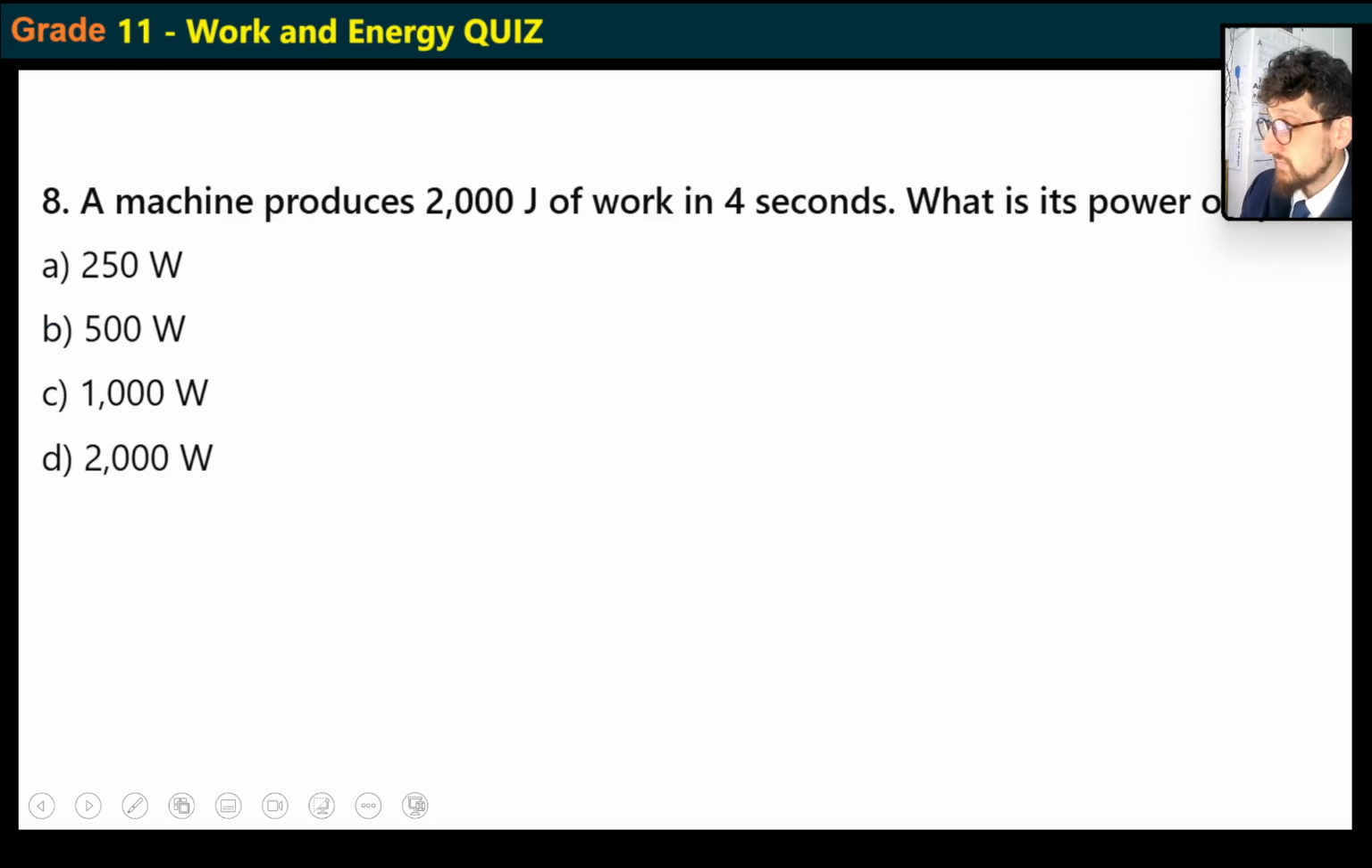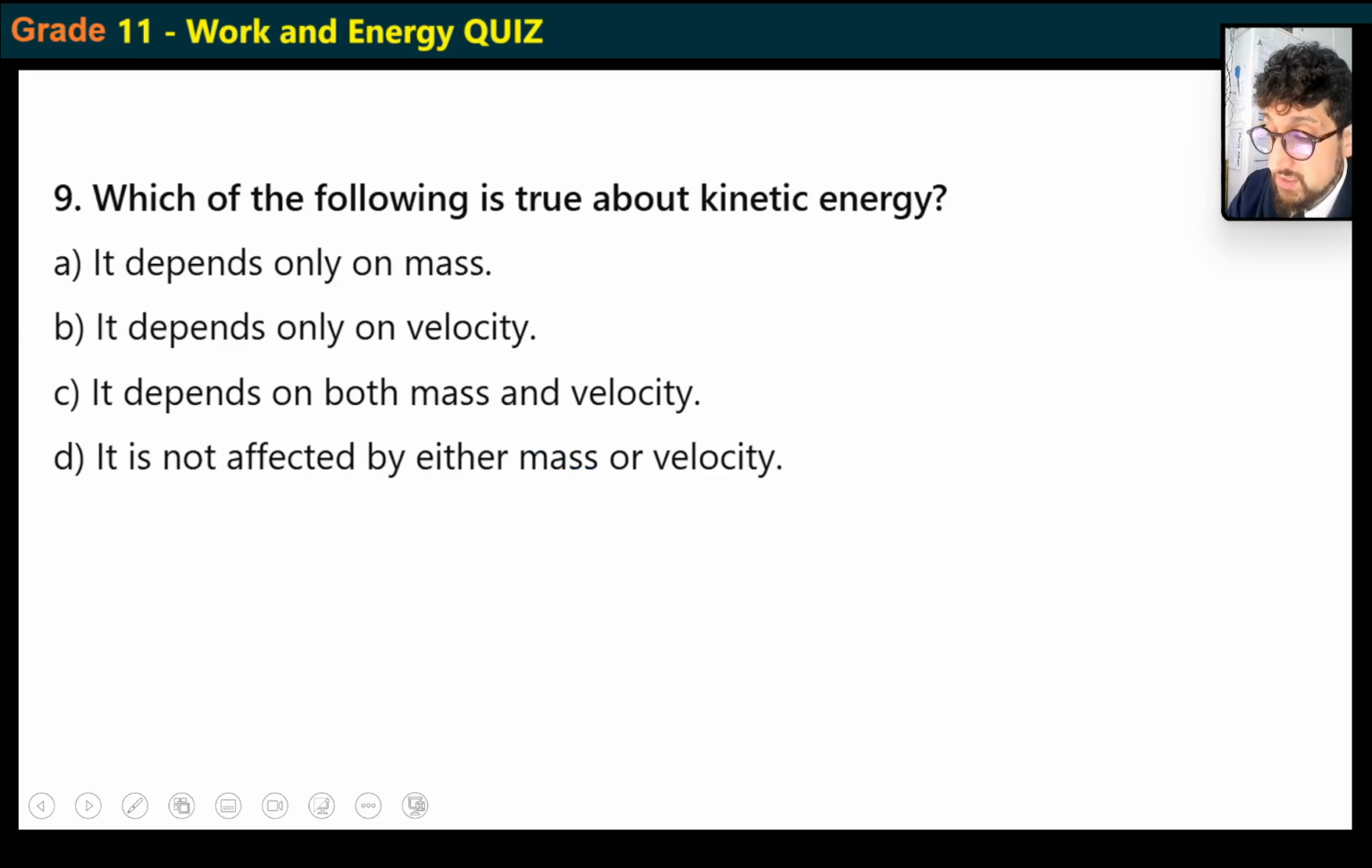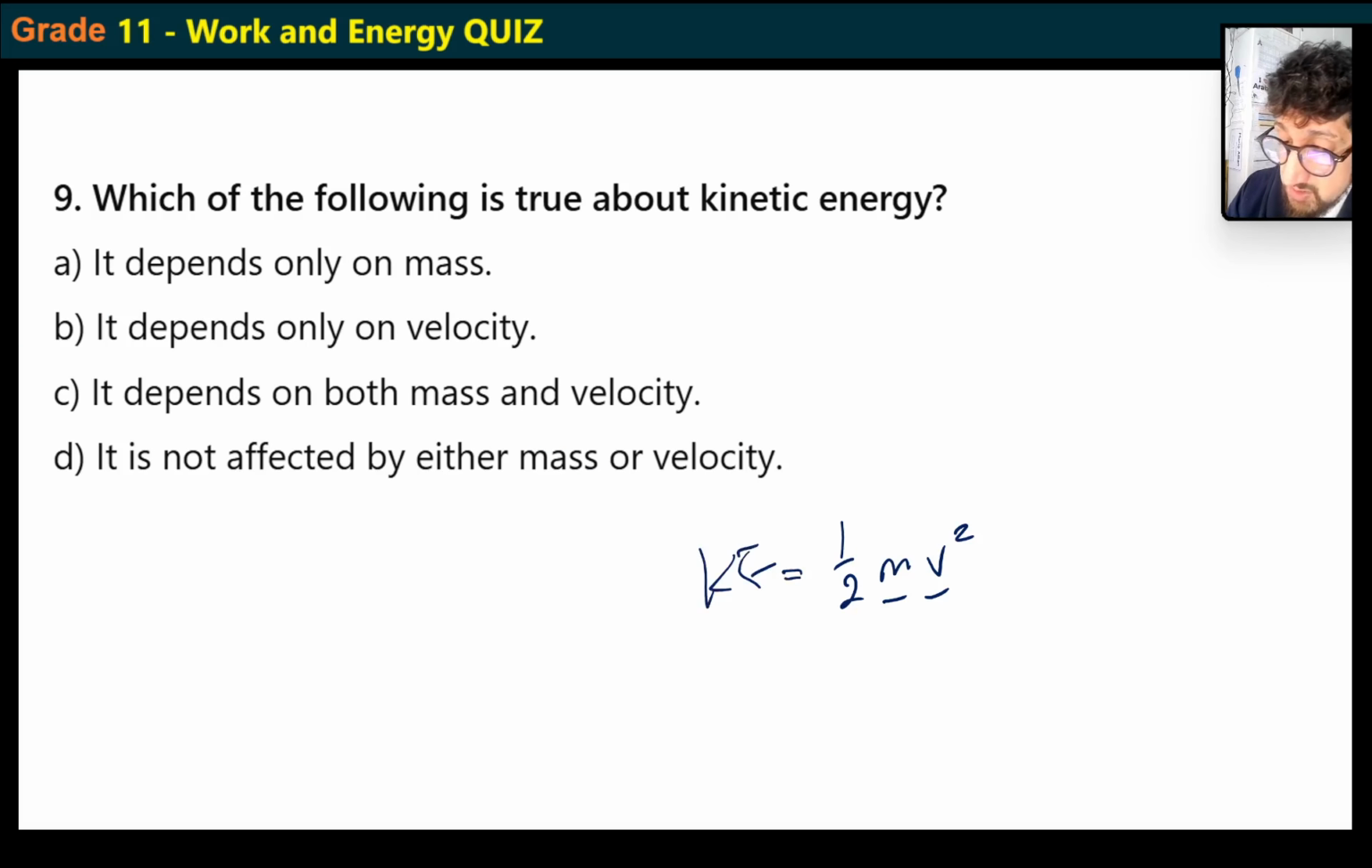Number 8, a machine produces 2,000 joules of work in 4 seconds. What is the power? Power equals work over time, which is going to be 2,000 divided by 4, or 500 watts. Okay. Number 9, which of the following is true about kinetic energy? Half mv squared, so it depends on mass and velocity. That's what kinetic energy depends on. It depends on mass only? The only part is wrong, obviously. Velocity only? No. Depends on both mass and velocity? Absolutely. It's not affected by either? Of course, that's wrong as well.